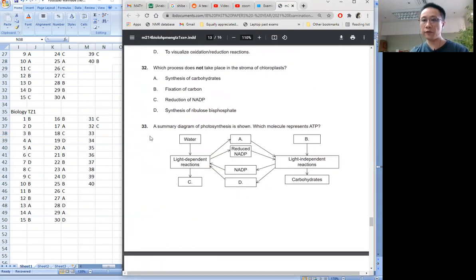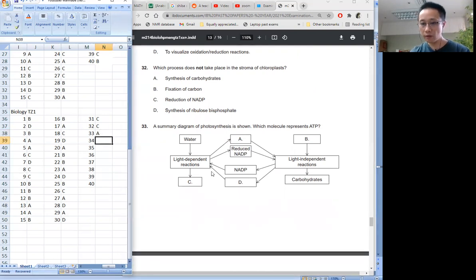Question 33, a summary diagram of photosynthesis is shown. Which molecule represents ATP? Well, ATP is generated early on during a light-dependent reaction, and then it's used as an energy source for carbon fixation. So I think A is the most reasonable answer. D could be some of the C3s and C5s that are intermediate. But actually, A is most likely. What's D? Well, C would be oxygen. I guess D can be ADP. And then B would be carbon dioxide.